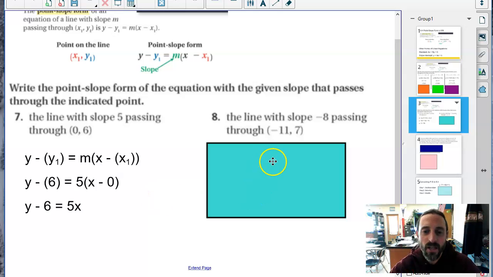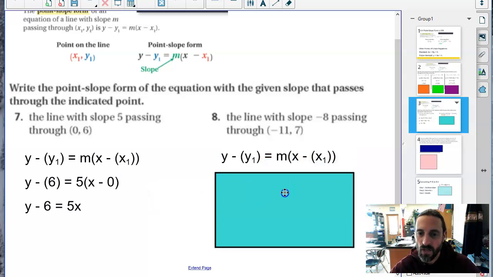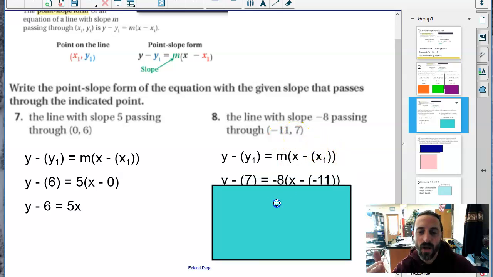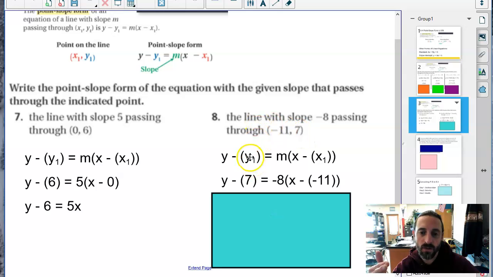On this side, the same first step is true. Step 1, write out the form of the equation, point-slope form. Step 2, substitute the values. The negative 8 is the slope. x1, the x-coordinate of the point on the line, is negative 11. That's going to go in here. And then 7 is the y-coordinate. It's going to go right in there.